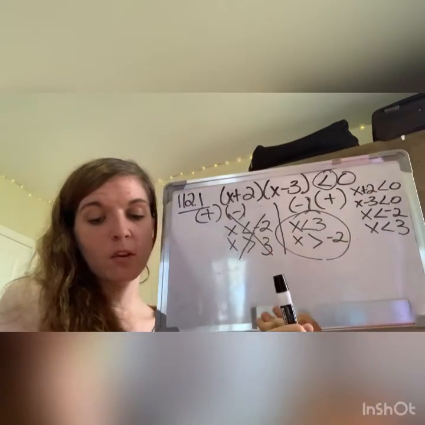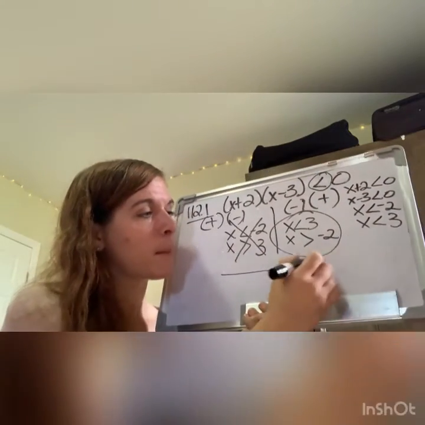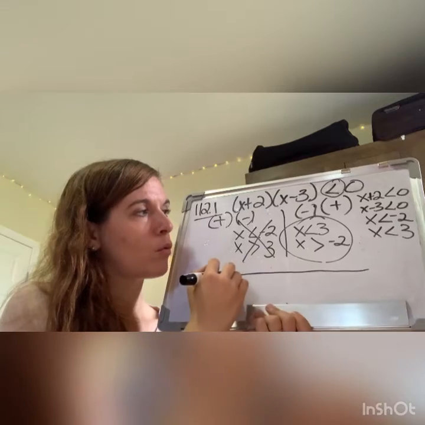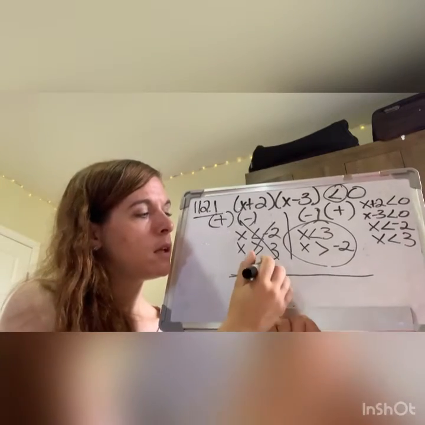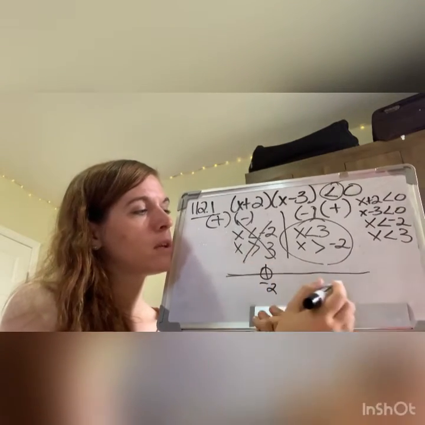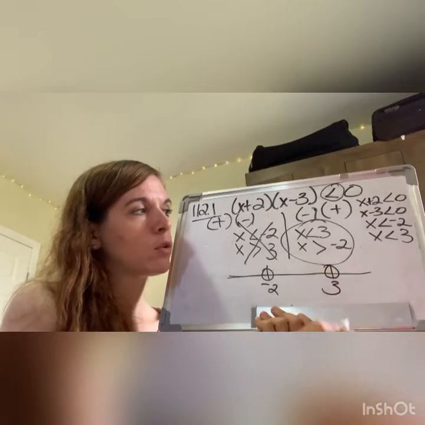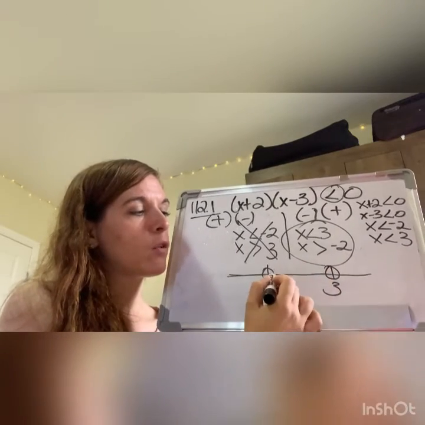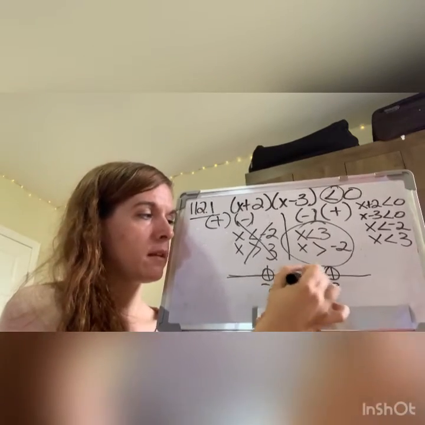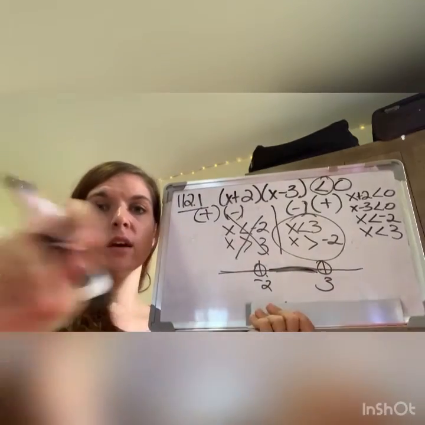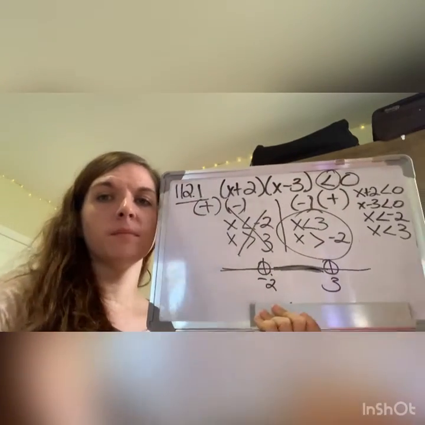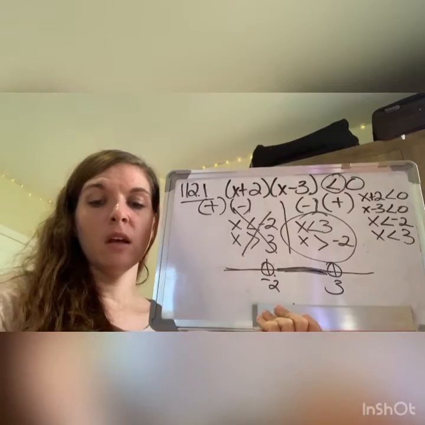It's real numbers as our domain, so I'm going to put my number line. Negative 2 here, even though it's not included, and 3 here, even though it's not included, right? Less than 3, greater than negative 2. And we color in here. Okay?